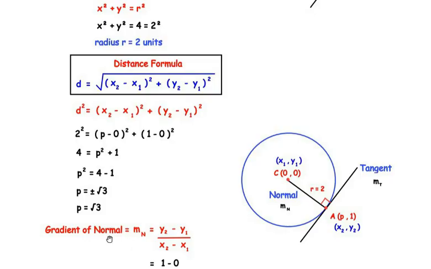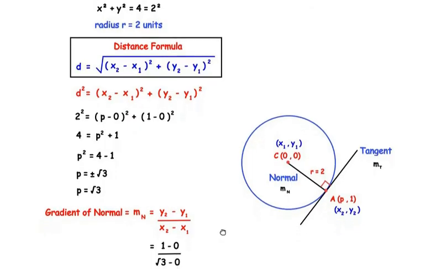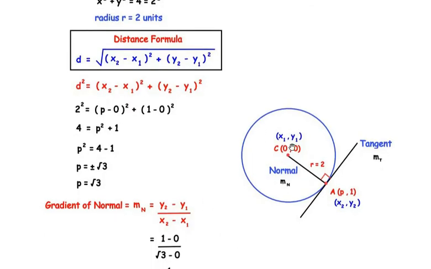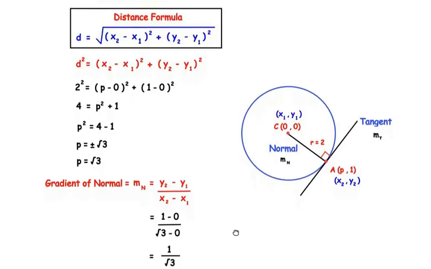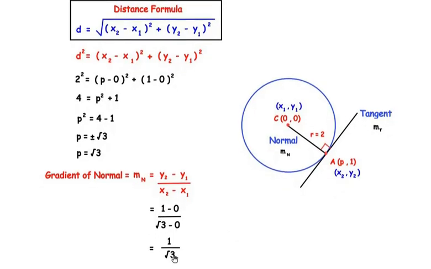So here the gradient of the normal is given by the formula y2 minus y1 over x2 minus x1. Now again let us plug in the values of x1, y1 and x2, y2. So here y2 minus y1 gives us 1 minus 0, over x2 minus x1 gives us p minus 0, and we have got the value of p as square root of 3. So here we have written square root of 3 minus 0. So the gradient of normal we get here is 1 over square root of 3.